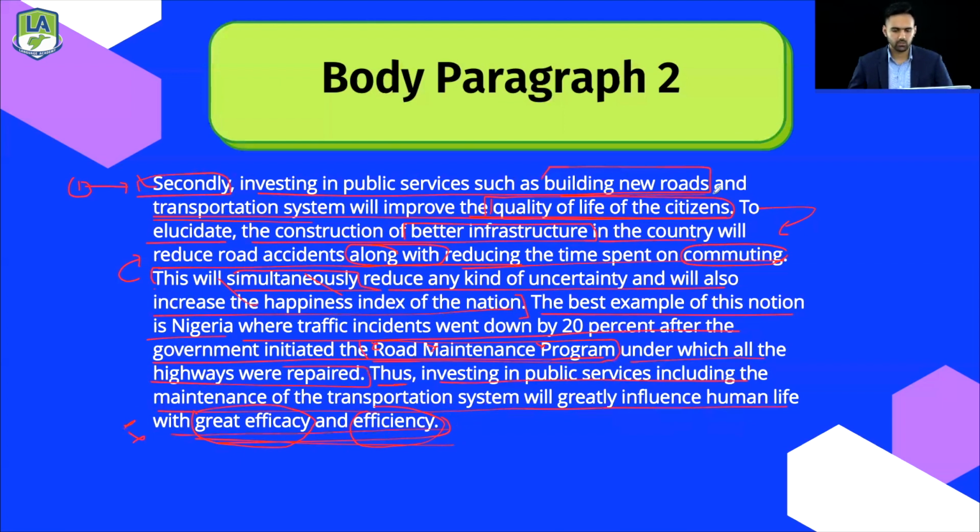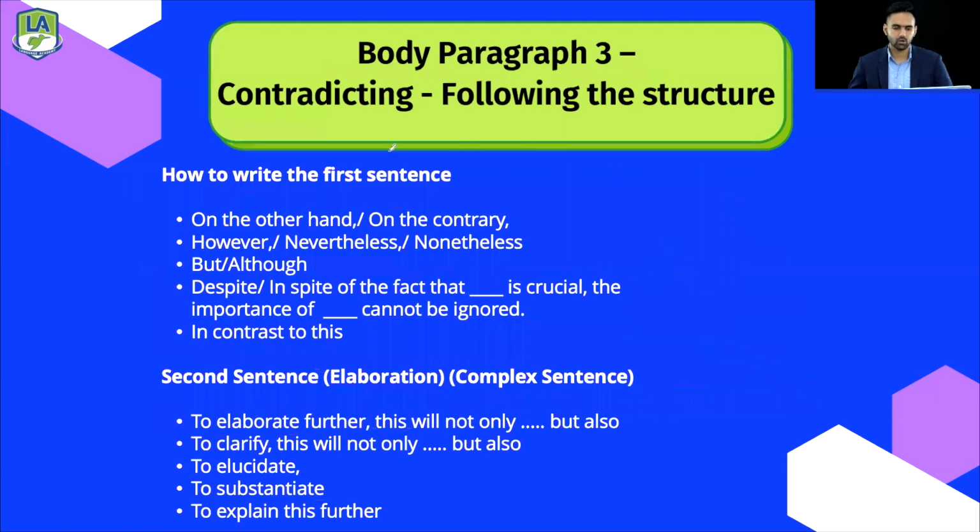Reason, building new roads, this will improve quality of life, example Nigeria, and then will influence human life with great efficacy and efficiency. Body paragraph 1 and 2 are done. I've given you an optional statement. It's up to you. If you find it too much to write, you can just skip it. Now, body paragraph 3, the other side, contradicting side.